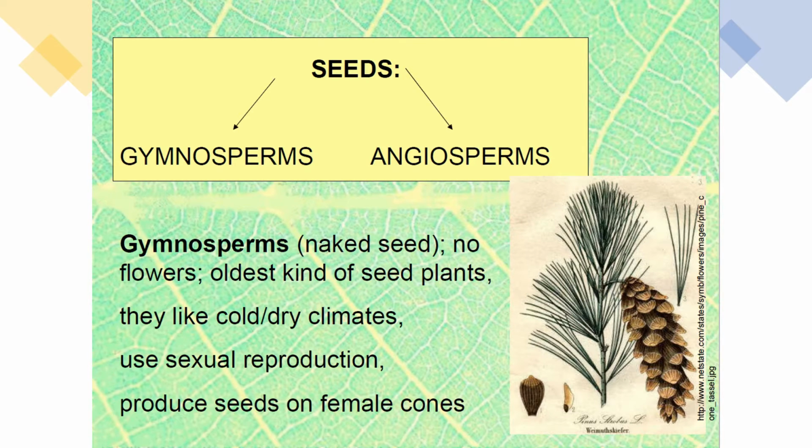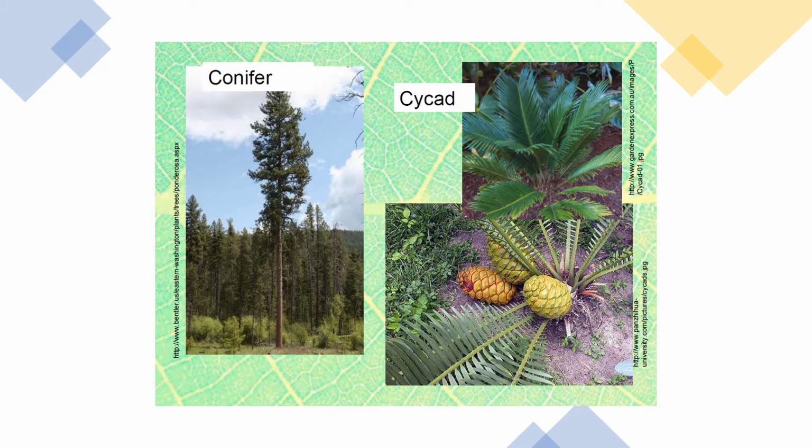Seed-producing plants are further divided into two groups, gymnosperms and angiosperms. Gymnosperms include different conifers and cycads. They do not produce flowers, and they're considered as the oldest seed-producing plants. They normally grow in dry and cold climates, and they do use methods of sexual reproduction. The seeds generally produce on female cones. If you don't know what cones are, I have shown you an example of a cone in this picture, but I'm sure you do know what cones are in conifers. There's another example, just to let you know how conifers and cycads look like.